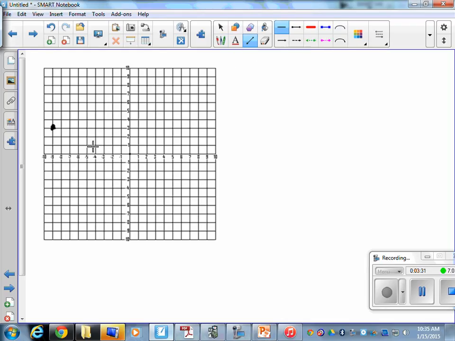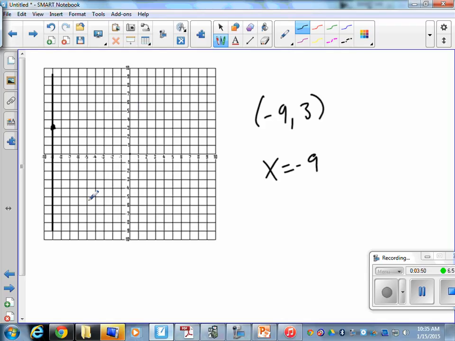So the vertical line would be this line, and vertical lines are always x equals. So that through the point (-9, 3) would be x equals -9. X equals -9 hits that point. To go through this point horizontally, it would have to be a y equals line, and that is y equals 3. So really easy to find if you just look at the points that you're given.